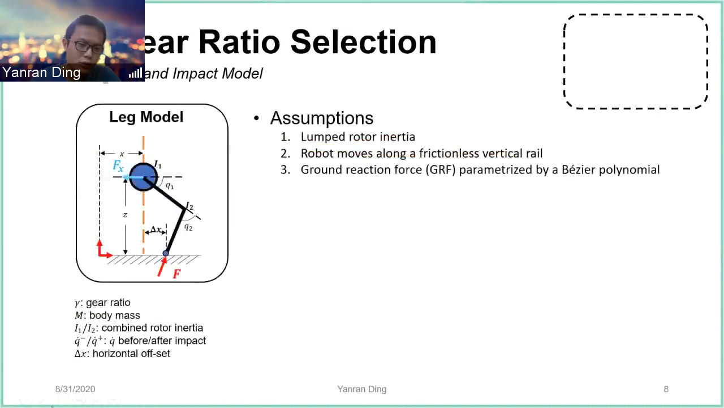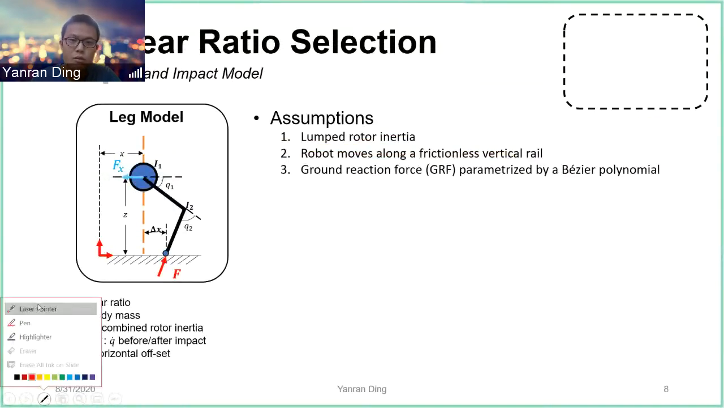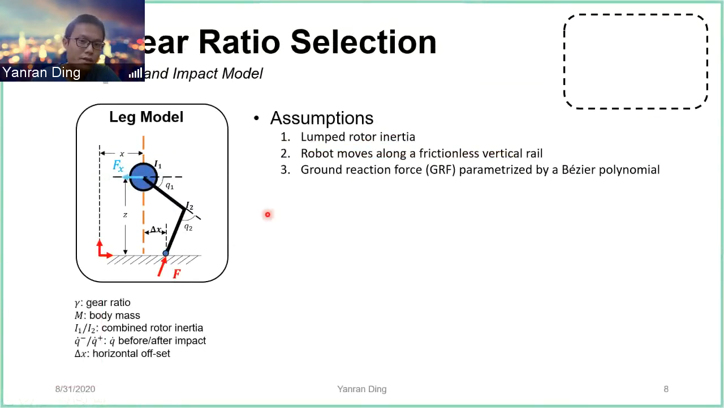So in order to find the gear ratio, we use a simple model. On the left-hand side, we can see that the robot is assumed to be a point mass robot with a negligible linkage length, and the rotor inertias are lumped at the two joints, the hip and knee joints. And then we mount the robot on a vertically installed linear rail, so the robot can only move up and down. And we parameterize the ground reaction force by Bezier polynomial.